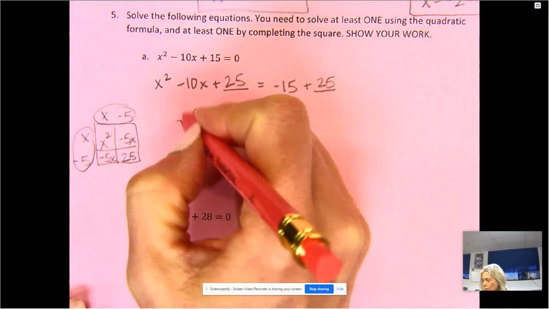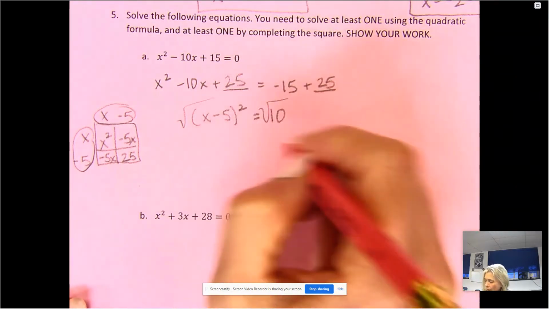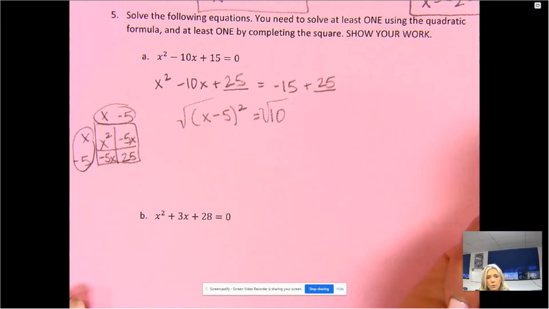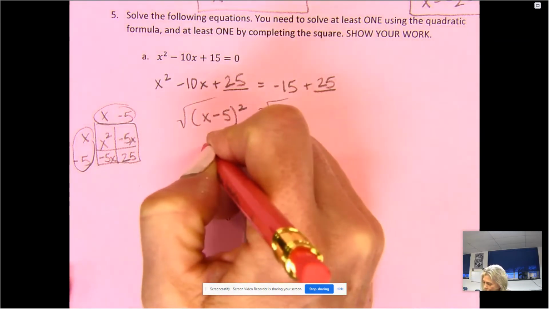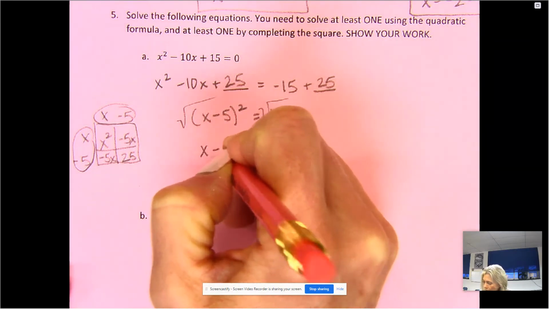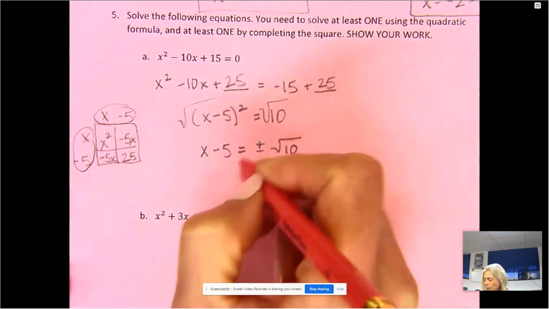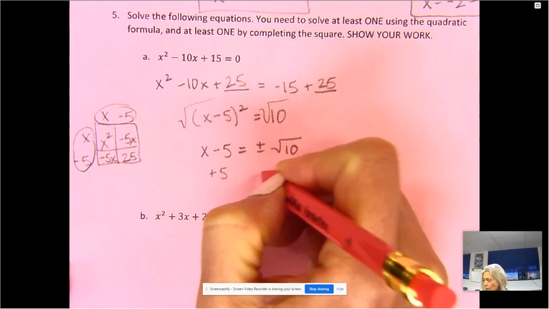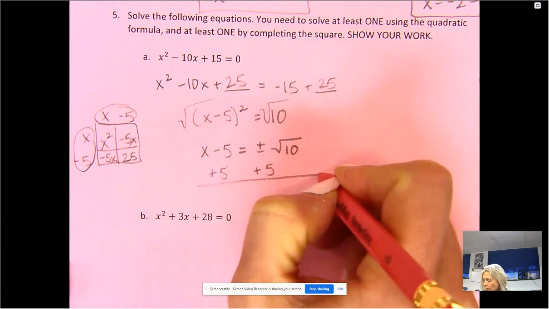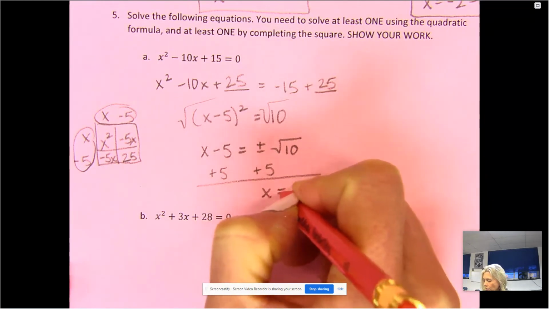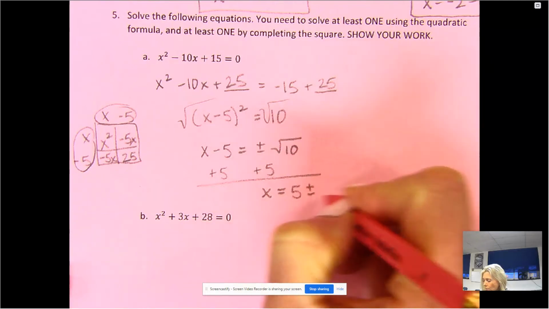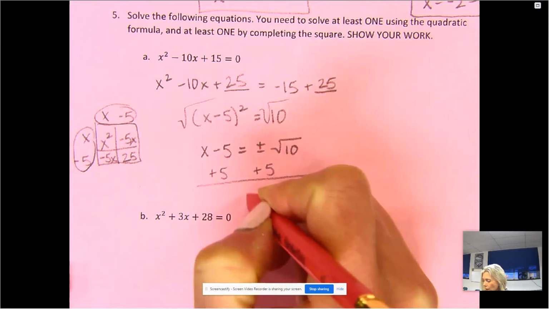Okay, so now square root. We're going to have real solutions because I'm square rooting a positive number. X minus 5 equals the positive or negative square root of 10. 10's not a perfect square, so now I just add the 5 over and I get x equals 5 plus or minus the square root of 10.